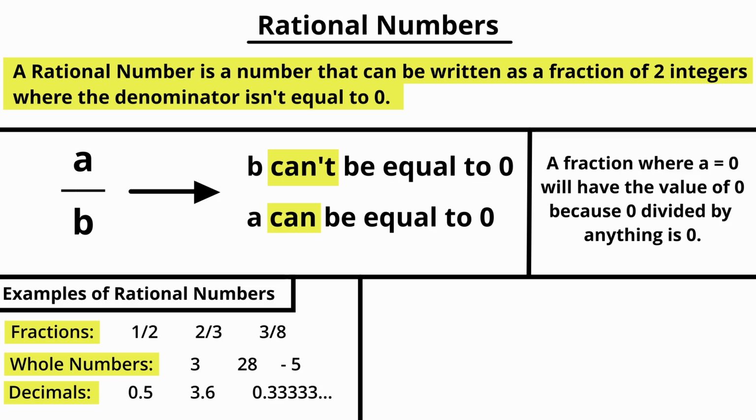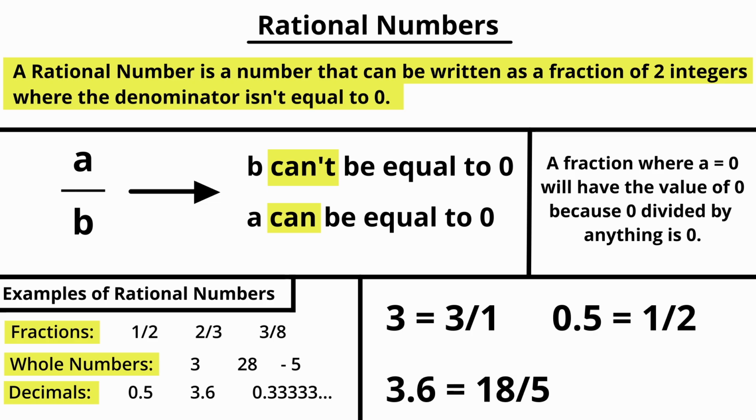Whole numbers can be written as a fraction over 1, so the number 3 as a fraction could be written as 3 over 1. Decimals can also be written as fractions. 0.5 is equal to a half, 3.6 is equal to 18/5, and 0.3 recurring is equal to a third. I will cover fractions, decimals, and percentages in more detail in the next video, and recurring decimals will also get their own video at some point.